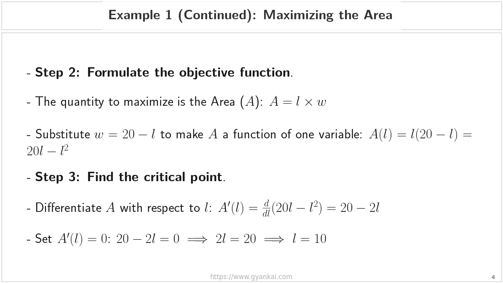By rearranging the equation, we get 2L equals 20, which, upon dividing by 2, tells us that the length, L, equals 10. Now that we have found a potential optimal value for the length, we will move to the next slide to verify whether this point actually represents a maximum area.